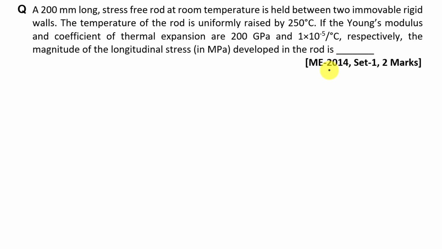Next question is from year 2014, set 1. A 200 mm long stress-free rod at room temperature is held between two immovable rigid walls. Means the rod is fixed between two fixed surfaces, or we can say two fixed walls, right? And length is given as 200 mm.